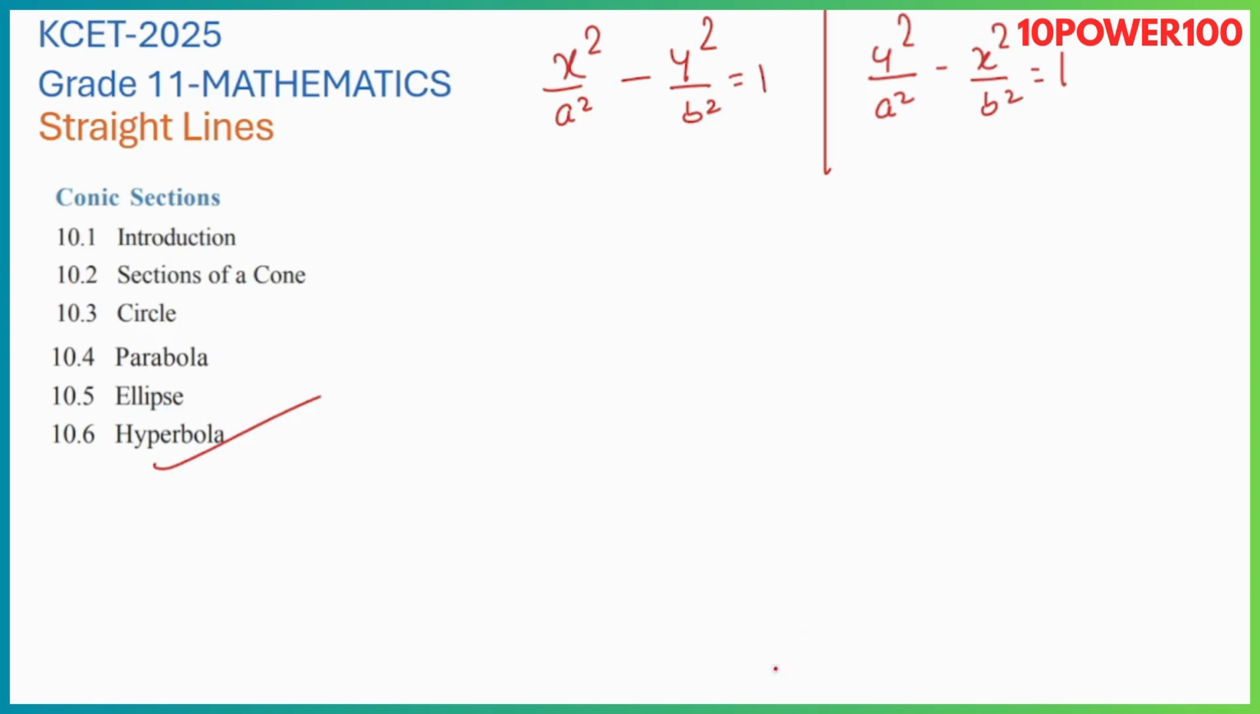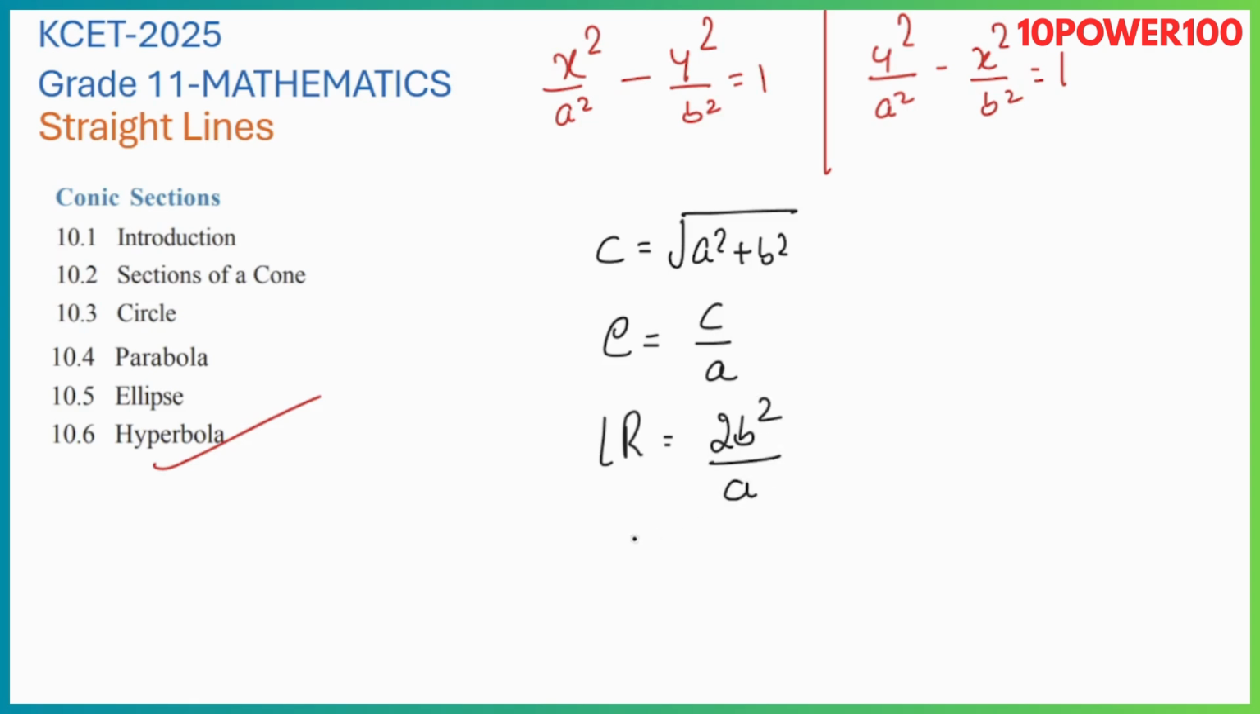In this case, the relation between c, a and b is c is equal to root of a square plus b square. So remember, in the previous case we had a square minus b square. For this, it is a square plus b square. Next, the eccentricity formula is the same. e is equal to c by a, and length of latus rectum is equal to 2b square by a. So that's all the formulas.